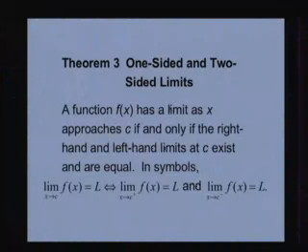A function f of x has a limit as x approaches c if and only if the right-hand and the left-hand limits at c exist and are equal. In symbols, what we say is the limit as x goes to c of f of x is equal to capital L if and only if the limit of f of x as x approaches c from the right-hand side is equal to capital L. And as it approaches from the left side of c, the limit is also L. So in both cases, we get a limit, and the limit is the same.